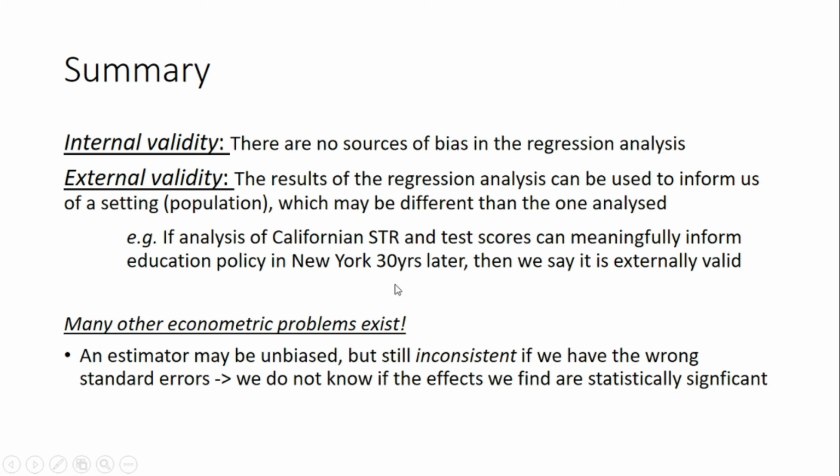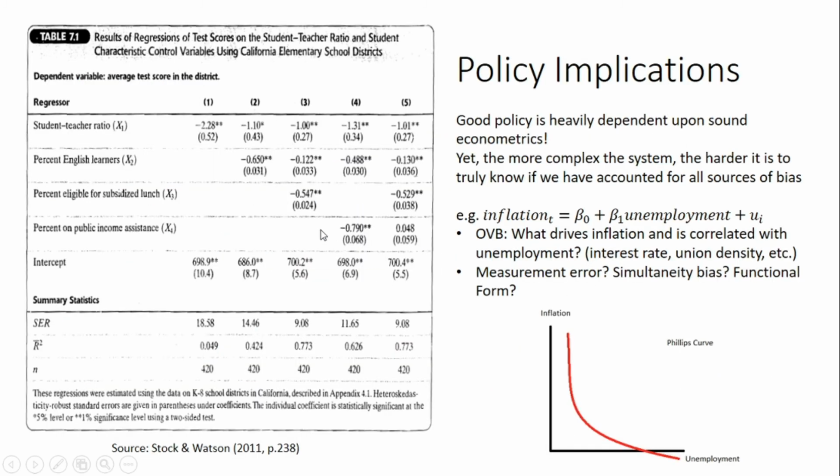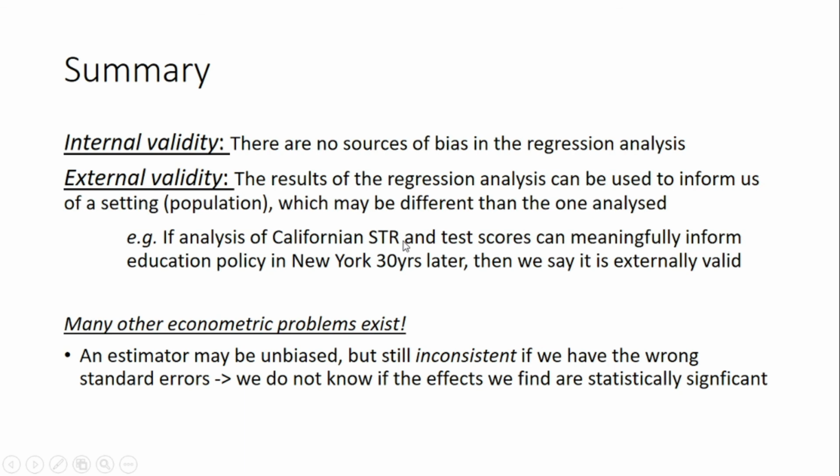If it's New York and it's 30 years later and there are institutional differences between these settings, then maybe there is no external validity that we can apply there. On the other hand, if these are similar, then perhaps we could say there is external validity. Many other econometric problems exist. This is really just a taste of econometrics in some sense, and at least outlining the main problems, if you like.